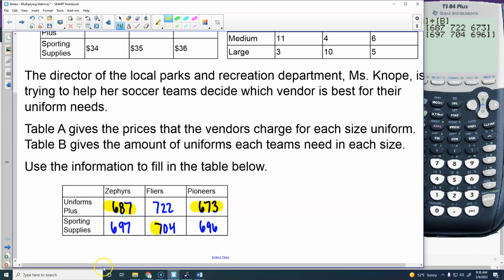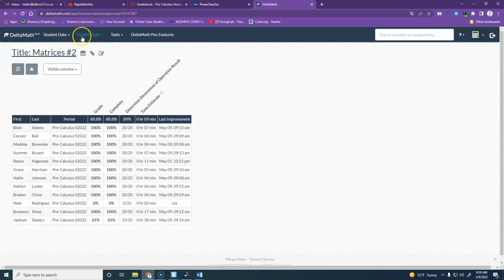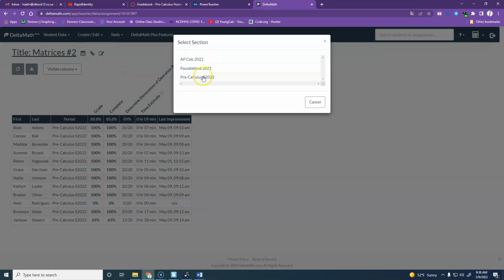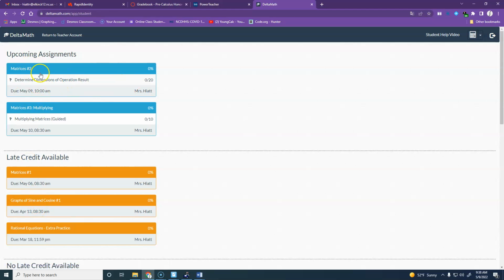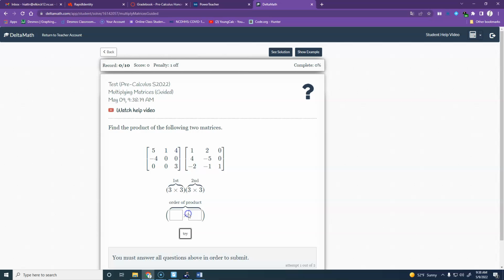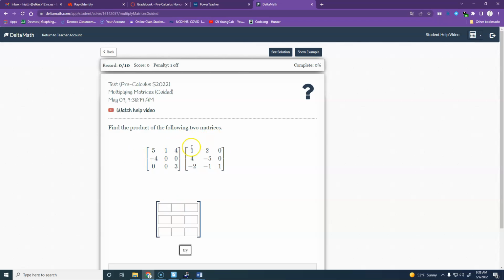Alright, so your assignment is from Delta Math. And here is what I want for you. So we'll just walk through one. The first thing it's going to do is have you verify that it, in fact, can be multiplied together. So this is a 3 by 3 and a 3 by 3. And then that means that you'll get a 3 by 3 as your answer. And then it's going to ask you to multiply these.